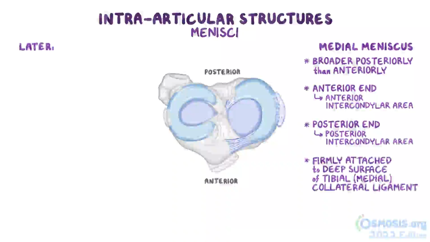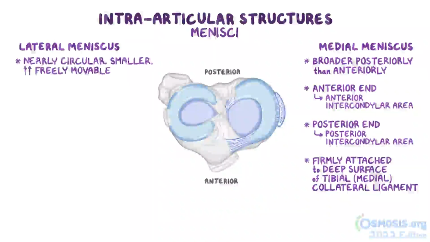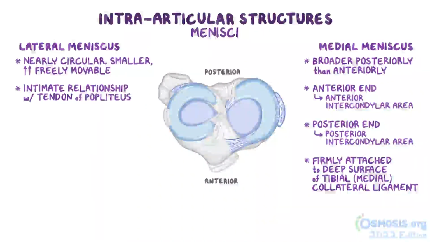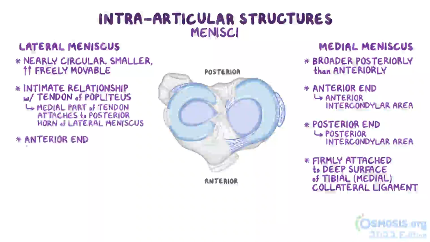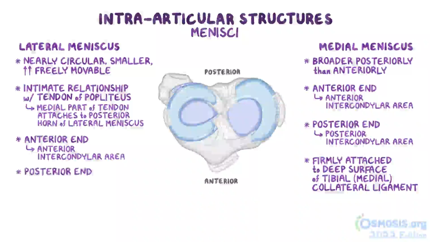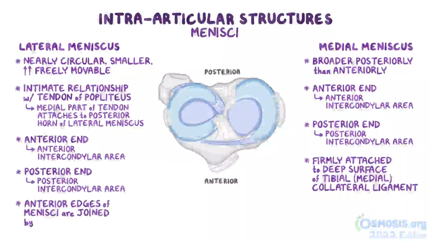Speaking of which, the lateral meniscus is nearly circular, smaller, and more freely movable than the medial meniscus. The lateral meniscus also has an intimate relationship with the tendon of the popliteus, whose medial part of the tendon attaches to the posterior horn of the lateral meniscus. Finally, the anterior edges of the menisci are joined by the transverse ligament of the knee.